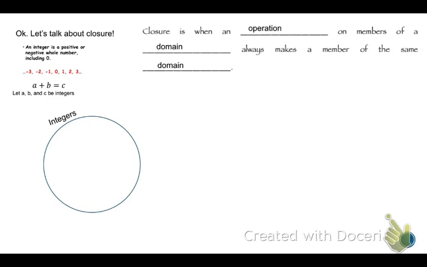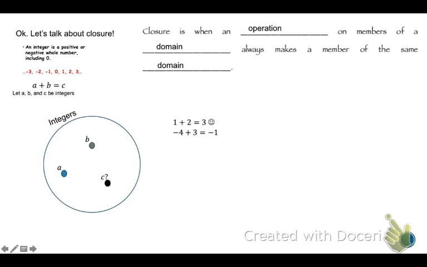Now, so we have the integers, and we're going to just draw this in a circle. So say we have an integer a, and we have an integer b, and we want to see if c is also an integer. Okay, so let's do this. Let's plug some numbers in. So let's say a equals 1, b equals 2. Well, 1 plus 2 is 3. Is 3 an integer? Yes, it is.